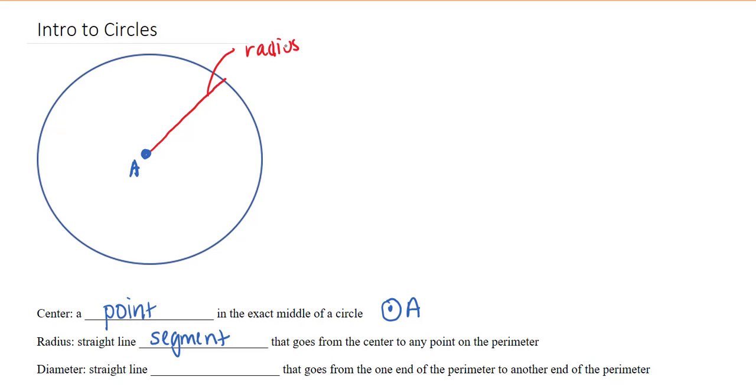But it could go anywhere, right? It could also be like this. But it's a line segment that goes from the center to any point. So that's why we showed two. So this is also considered the radius.